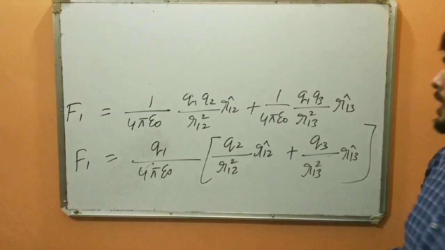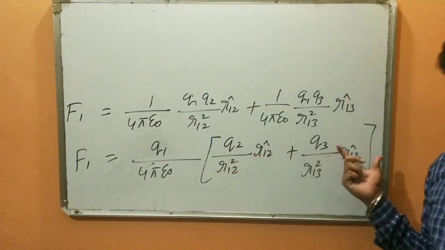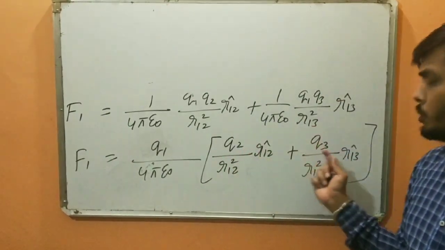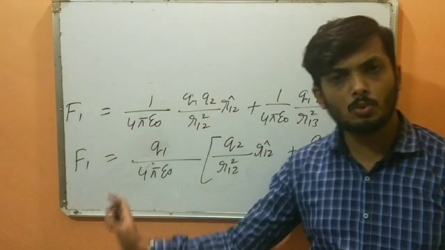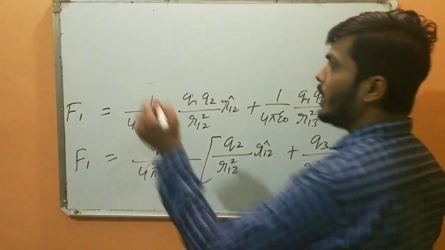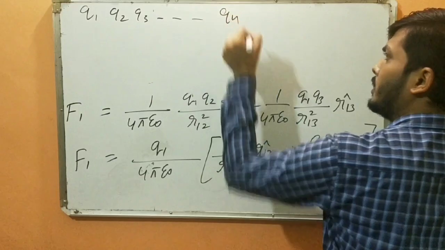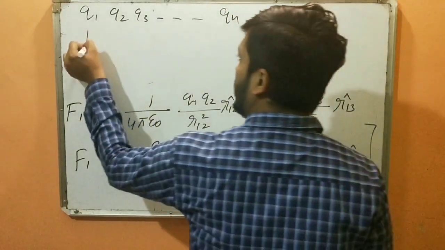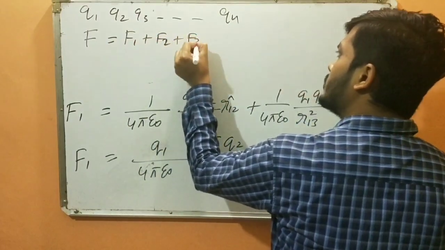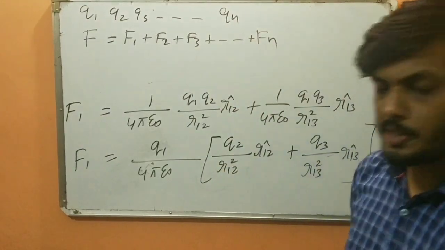Now look carefully here. If I go on expanding this equation, it will hold good for n number of terms: Q2, Q3, Q4, Q5, Q6 and so on up to Qn. So for n number of charges, what will I get here? If Q1, Q2, Q3 so on up to Qn, what will be the net force acting on this? F will be equal to F1 plus F2 plus F3 so on up to Fn. Yes or no? So now I will generalize this equation.